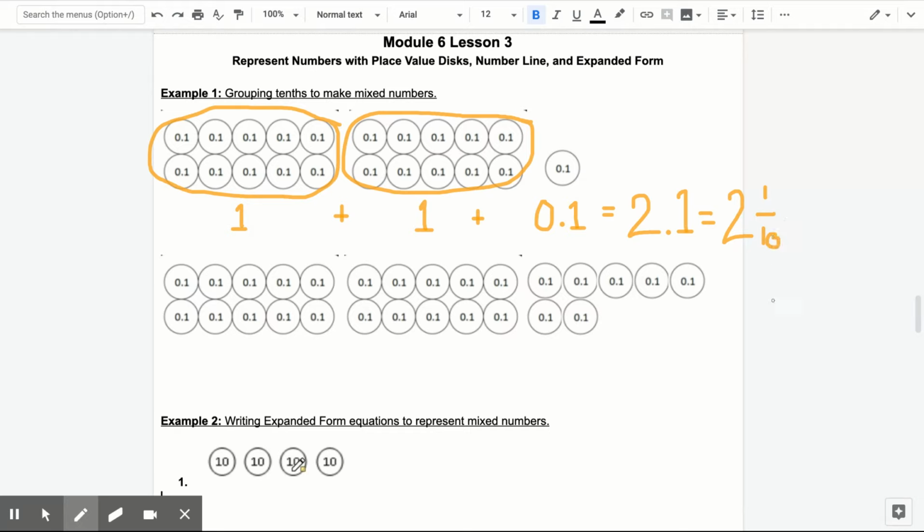The main thing you need to remember and review today when we look at these is that we know 10 tenths is equal to 1 whole. So when we're grouping our tenths, we need 10 of them to make that 1 whole.